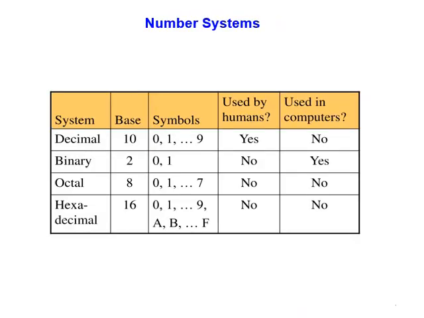Now here is a comparison between number systems. As you can see here, we have decimal, binary, octal, hexa. Okay, for decimal, the base is 10. It means each number is multiplied by the base raised to a power.